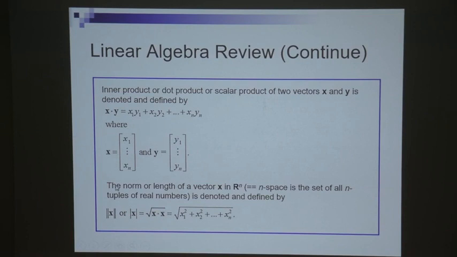And then you need to know the norm. The norm or length of a vector x in R^m. This R refers to the real space, and m refers to the m-dimensional space. So R^m is the set of all m-tuples of real numbers. When you talk about the norm or length of a vector, they mean the same thing. You can denote it in this manner, and it is equal to the square root of x dot x, which is the square root of x1 squared plus x2 squared plus up to xm squared.